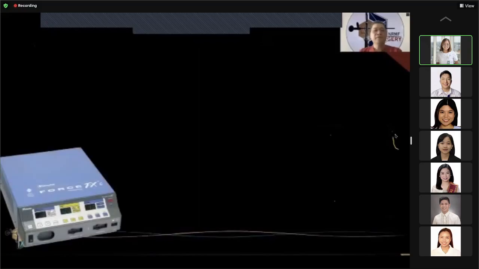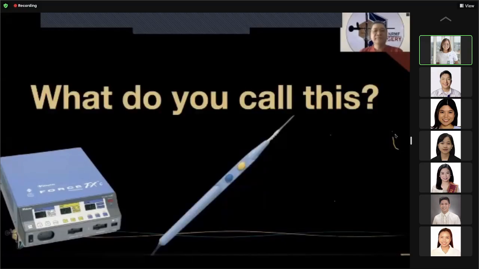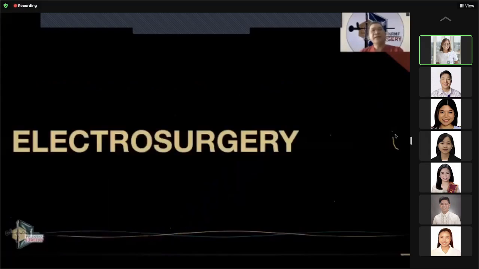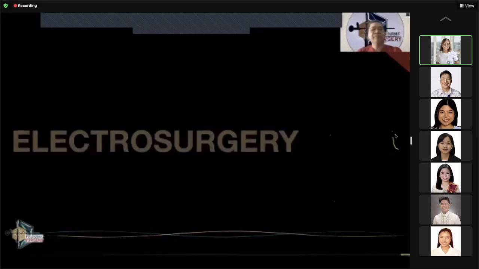So what do you call this? So most would call this cautery or electrocautery. It's not electrocautery, no, because as you will see later, I will explain why it should not be called cautery. So now we go to another important aspect of minimally invasive surgery, which is electrosurgery.